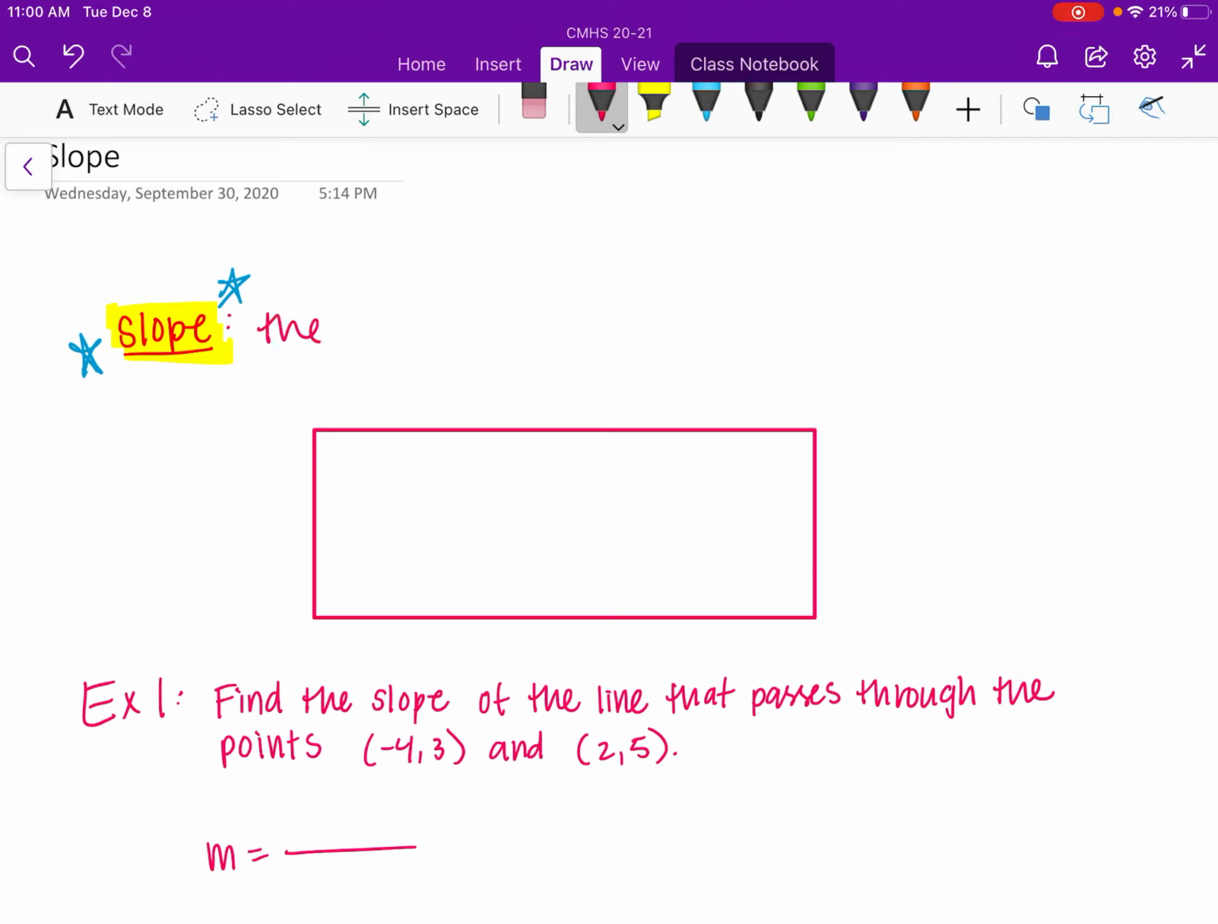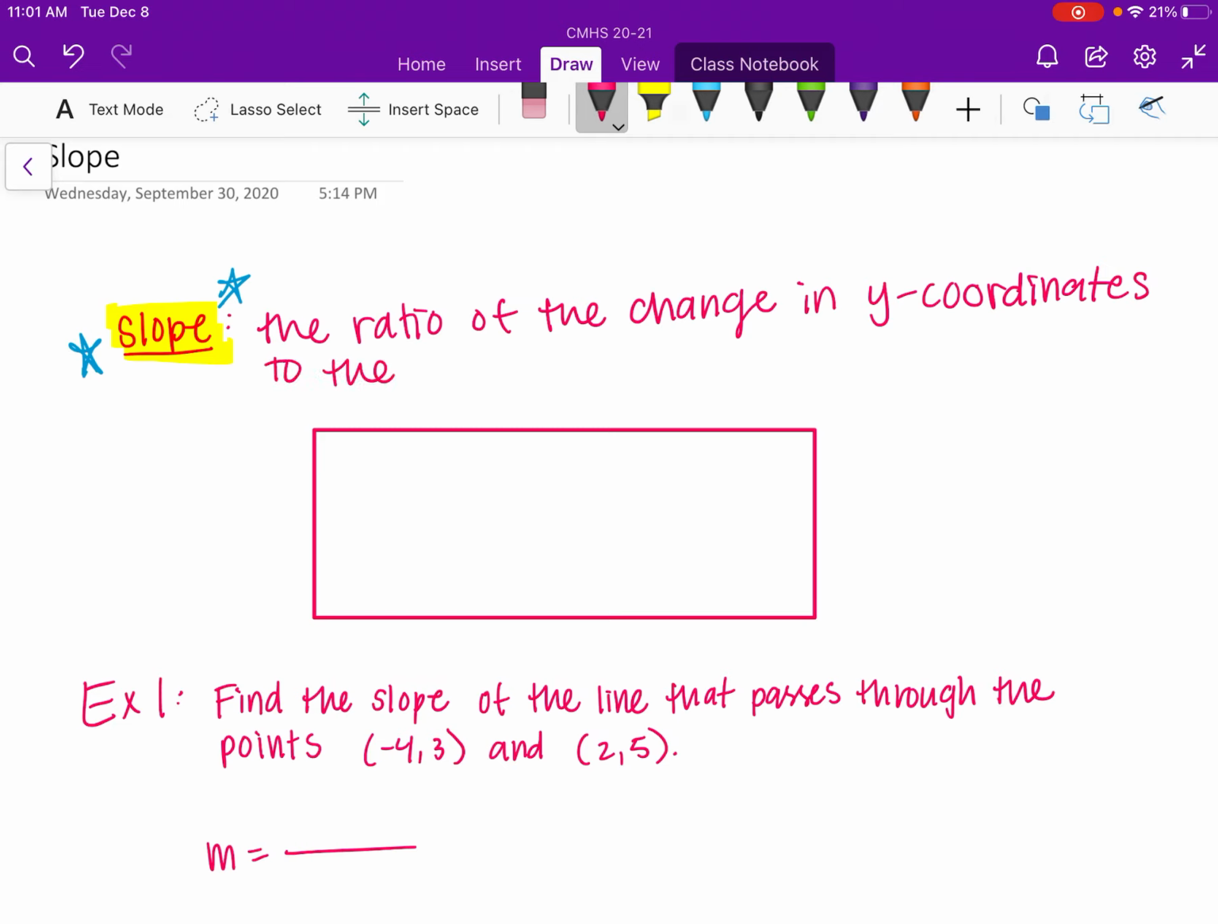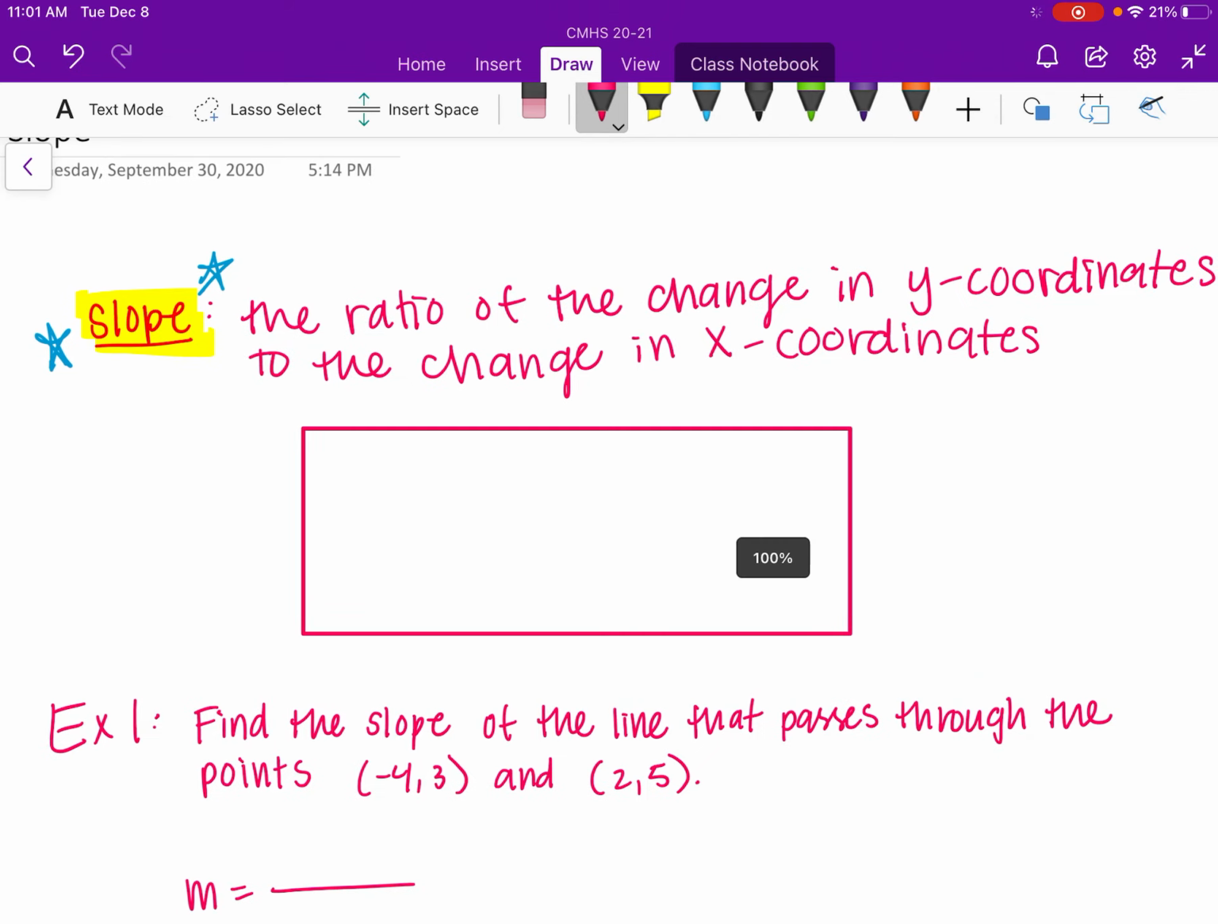And so the definition is the ratio, which means, I hope you know, ratio means fraction. Okay, a ratio of the change in y coordinates or y values to the change in x coordinates. So change in y, fraction, so over the change in x.